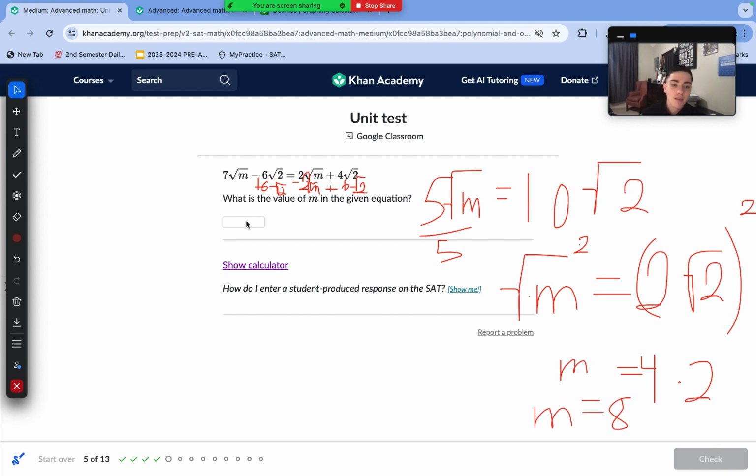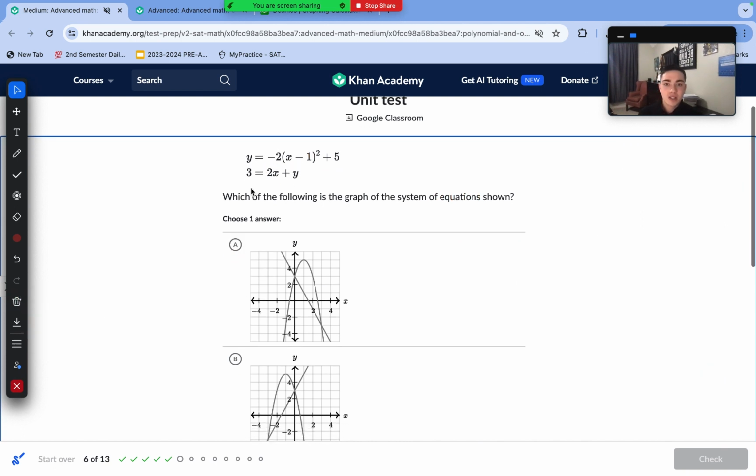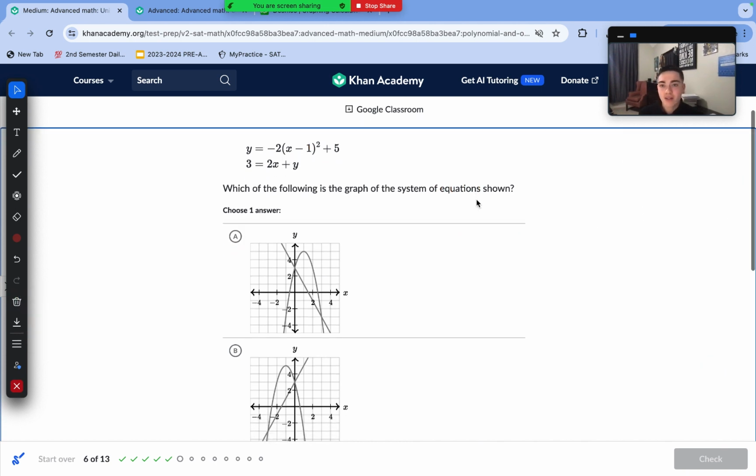That means that m equals 8 is our answer and is what makes this equation correct. On to our next question here. Which of the following is the graph of the system shown?